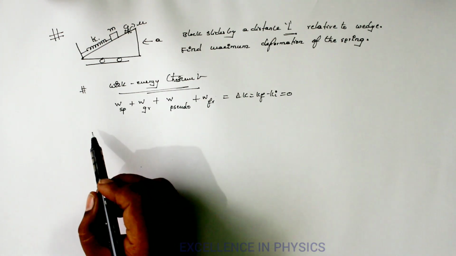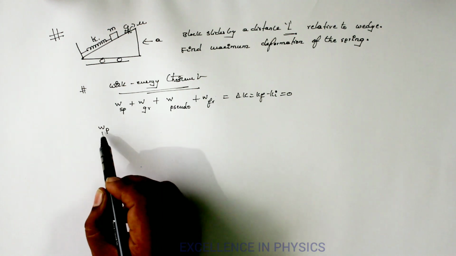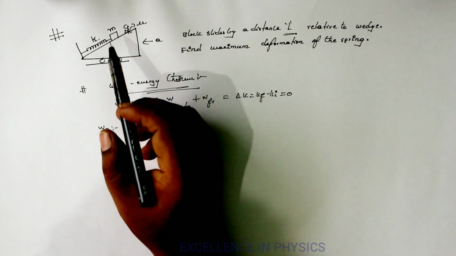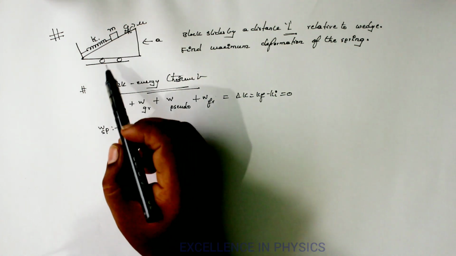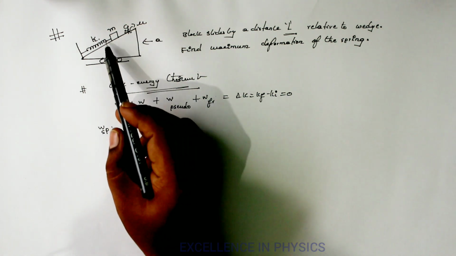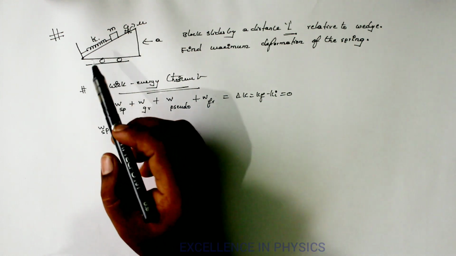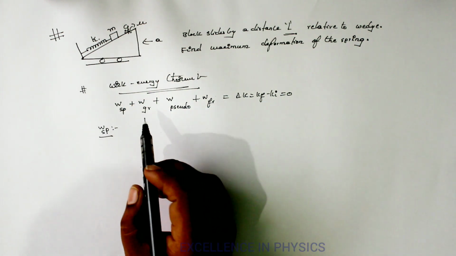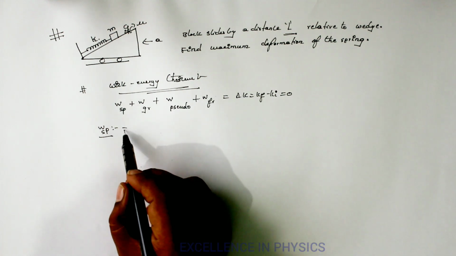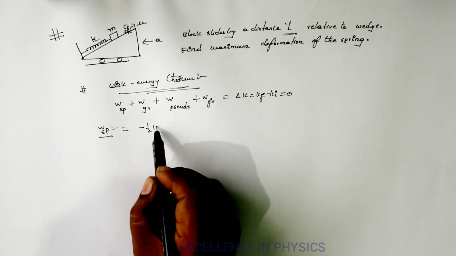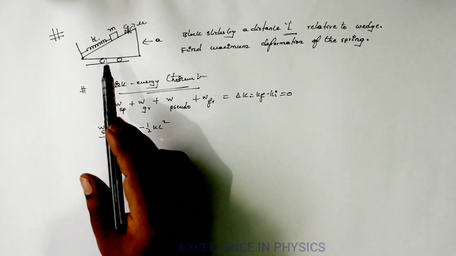Now, if I take the work done due to the spring, the spring is elongated in this direction, but the restoring force will act in the opposite direction. Therefore, we know the work done due to the spring in this condition is negative. It is given by minus half K L squared, where K is the spring constant of this spring.